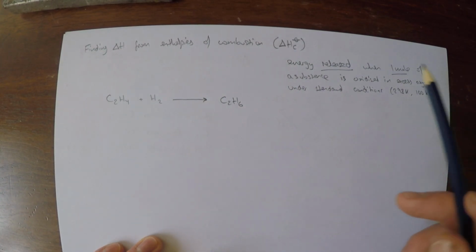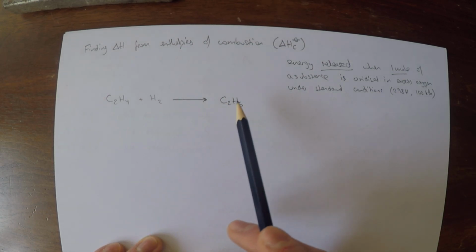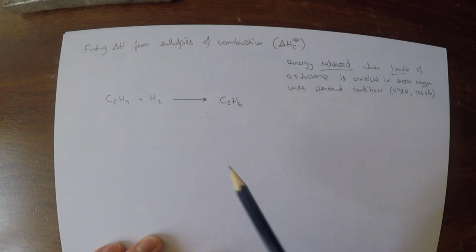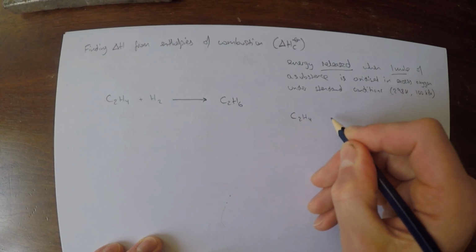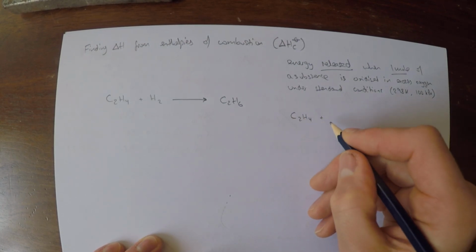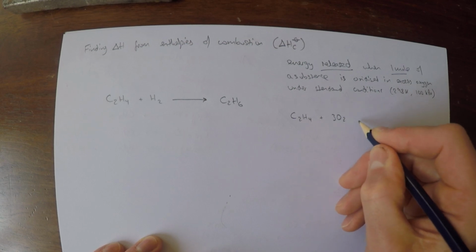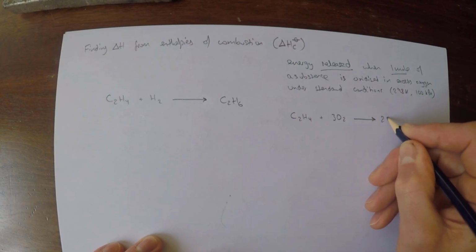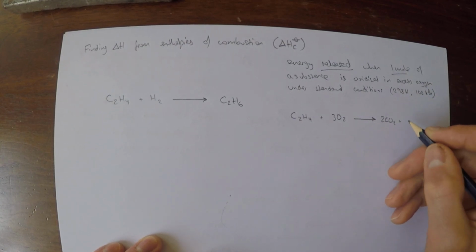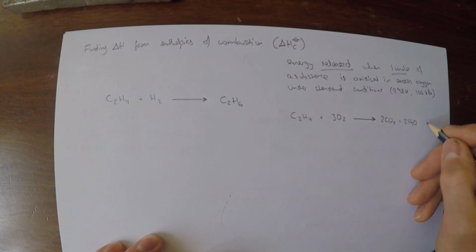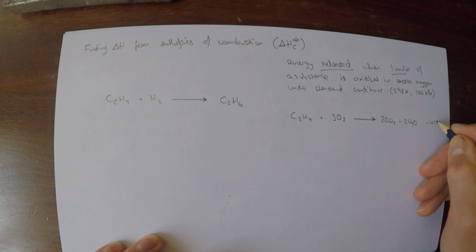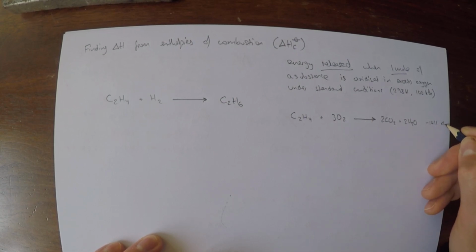So these equations must be balanced to give us 1 mole, to be burning 1 mole of each of these substances. So C2H4 can react with excess oxygen, which would in this case be 3 oxygen molecules, to make 2 carbon dioxide molecules and 2 water molecules. And the energy change associated with that will be minus 1,411 kilojoules per mole.